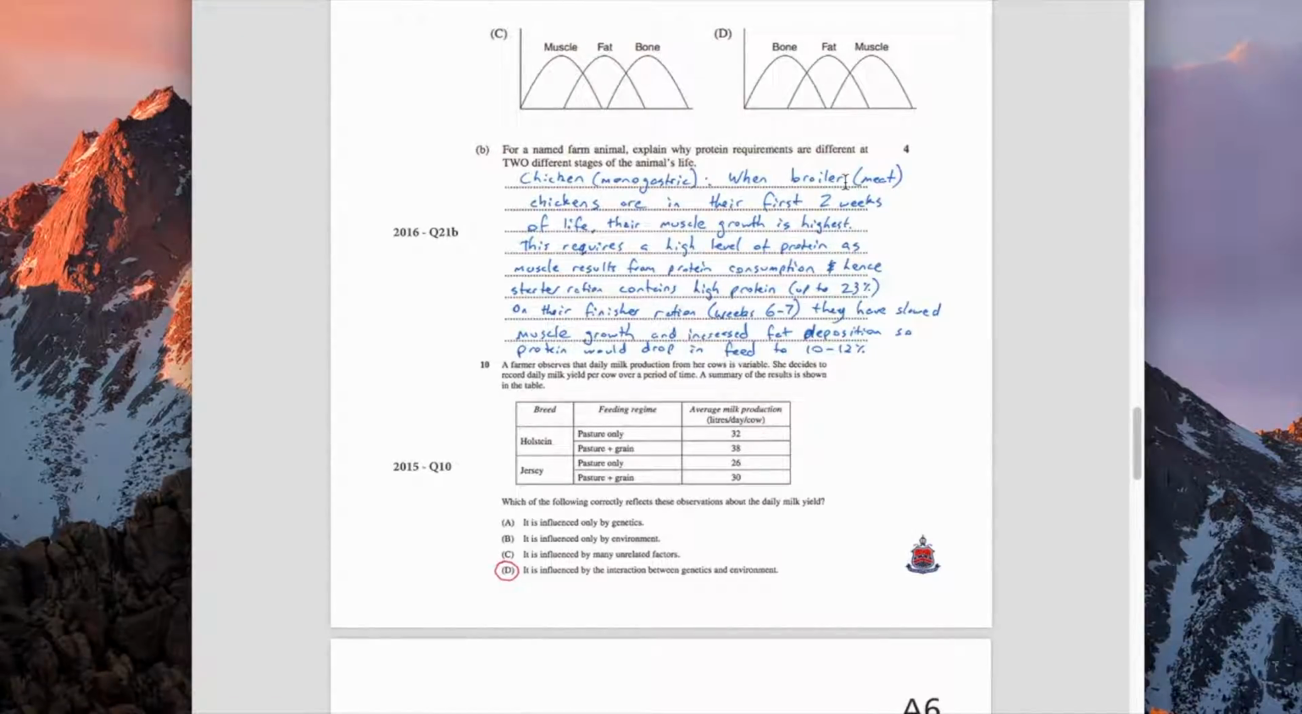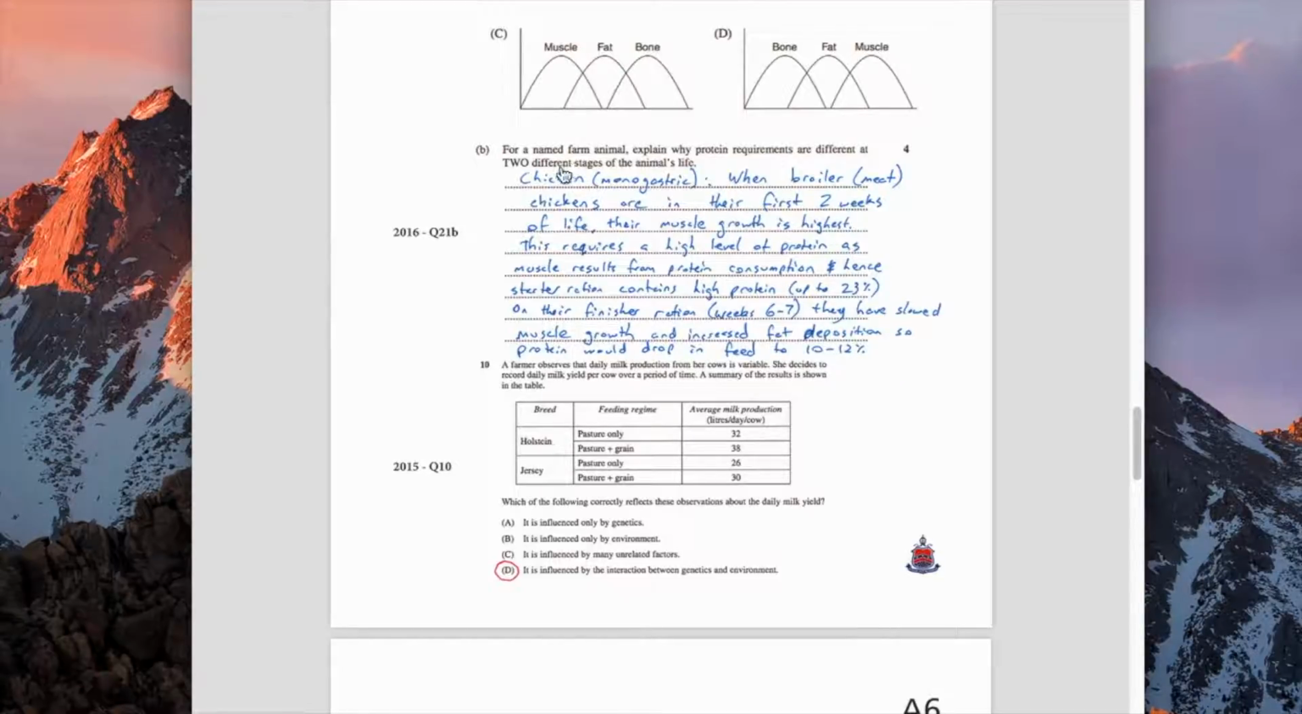And then I've written when a broiler or meat chicken in their first 2 weeks of life, their muscle growth is highest. And so we're focusing here on protein requirements, remember, at 2 different stages. So first 2 weeks, first stage, and muscle growth being the highest. This requires a high level of protein. As we know, muscle growth requires protein from protein consumption, and hence starter ration contains high protein up to 23%.